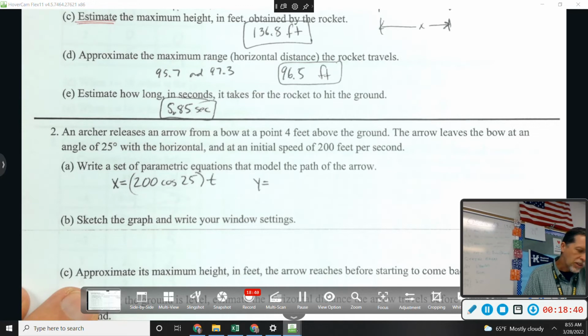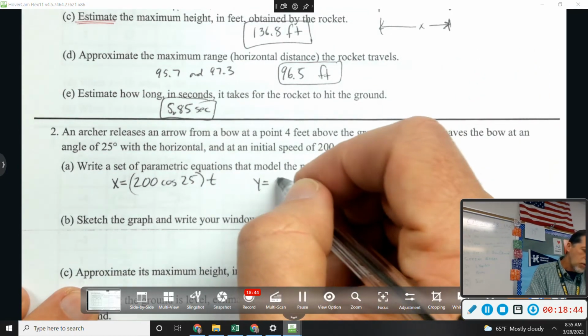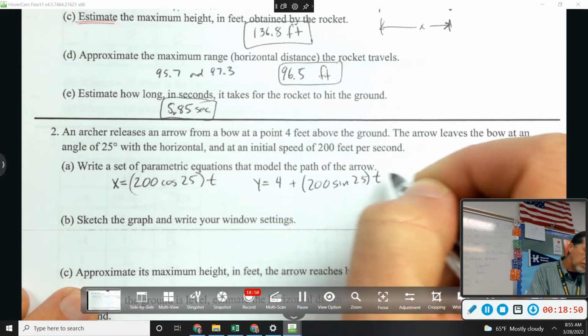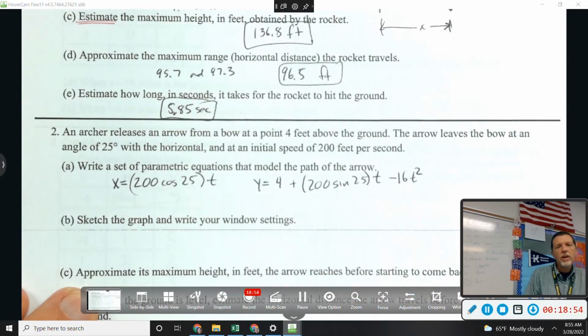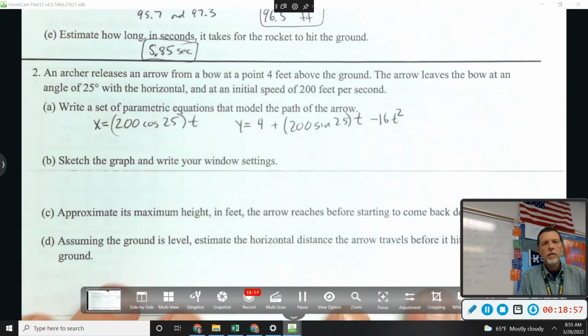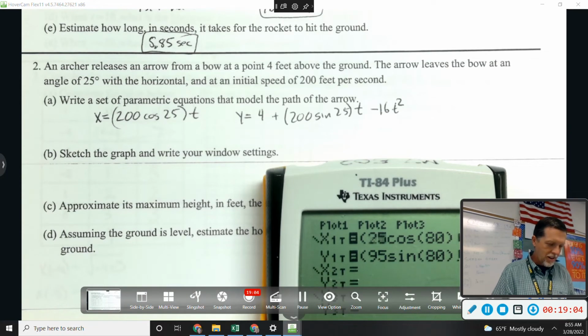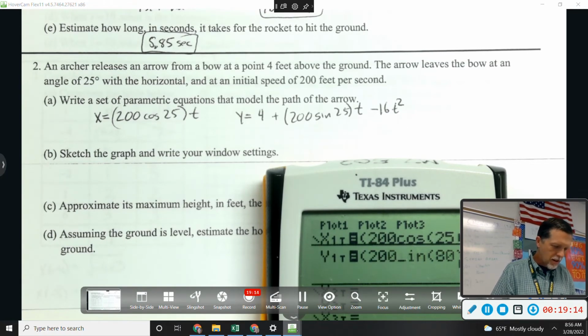What's h0 for this one? 4 plus 200 sine 25 times t minus 16t squared. And since they're all kind of the same, this should be an easy fix on the calculator. Careful, if you use the insert button, you can save yourself a little bit of time. Oh, I almost forgot to put the plus 4 in there. 4 plus 200 sine 25 times t minus 16t squared.